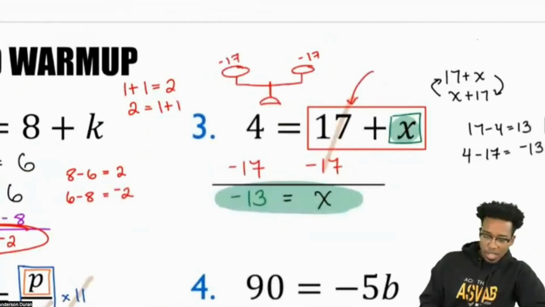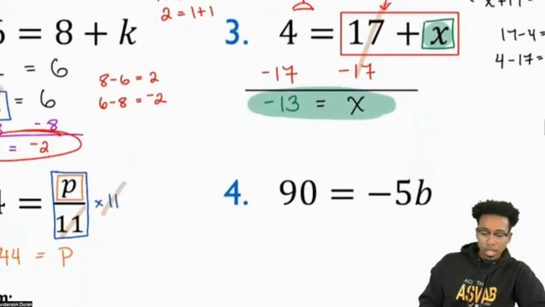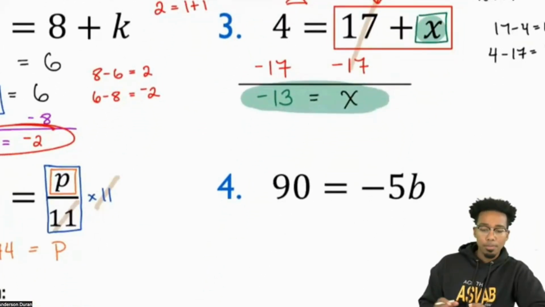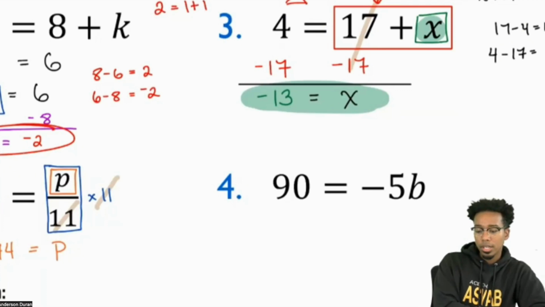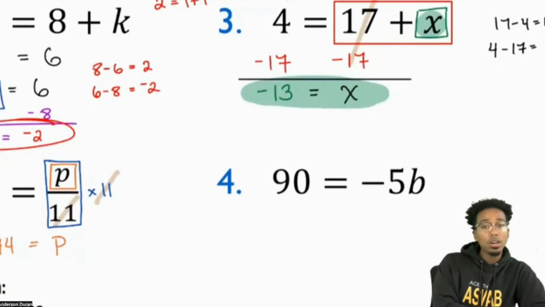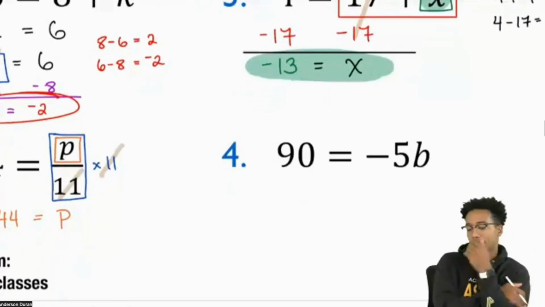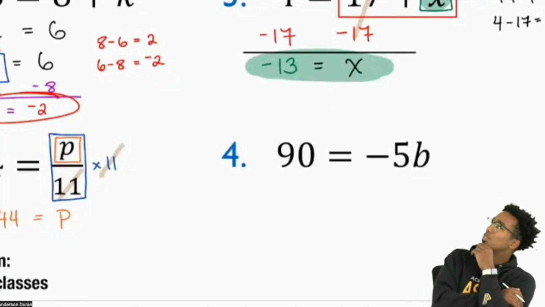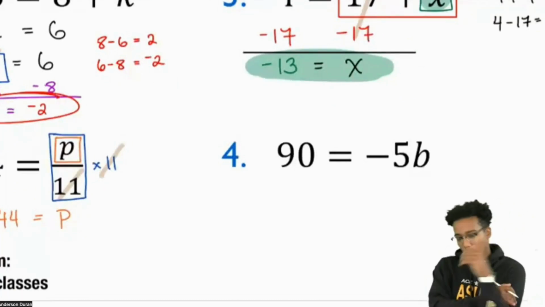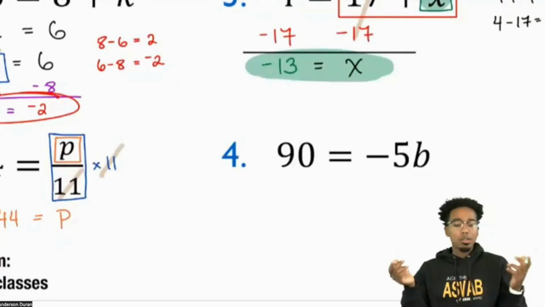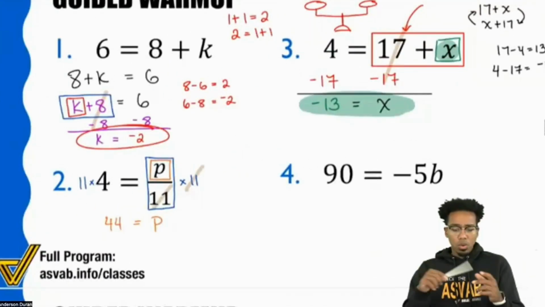So with that said, there's another problem that we can again do by simply working backwards. And I want to show you number 4 here, because again, it's the same idea. And Santi, you can write x equals negative 13 or negative 13 equals x. Same thing, right? So here we go, number 4 for the last one here. We have 90 equals negative 5b. Quick question, my math party people. 90 equals negative 5b. Okay, cool.